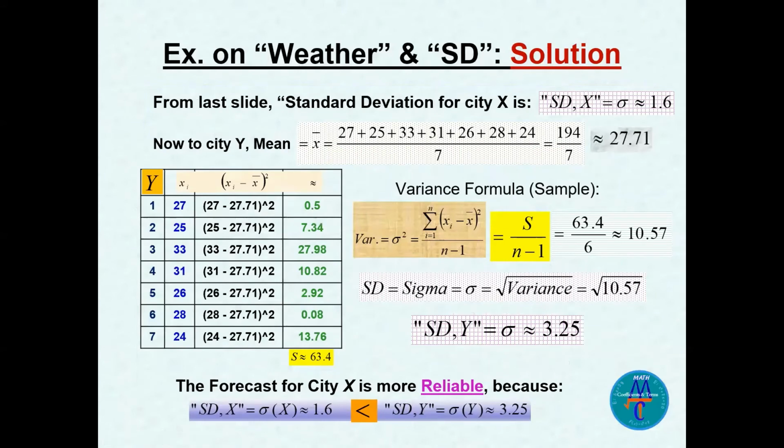Now let's find the standard deviation for city Y. We start the same way with the mean, which is 27.71. And then we find the difference between each temperature and 27.71. You see here, you square it, you get all these green numbers, you find the sum. It will be 63.4. You divide by 6, which is 7 minus 1. So it will be 10.57.